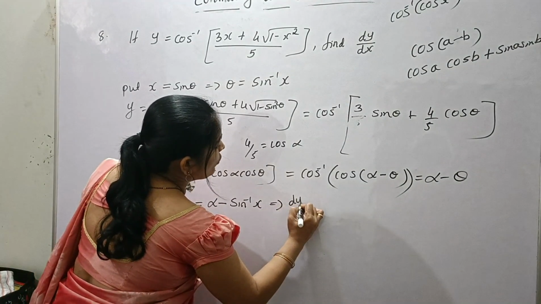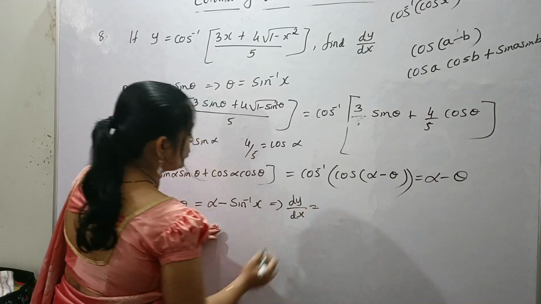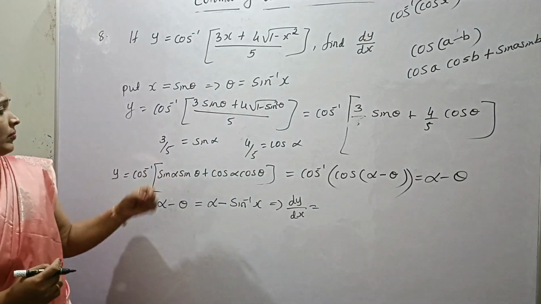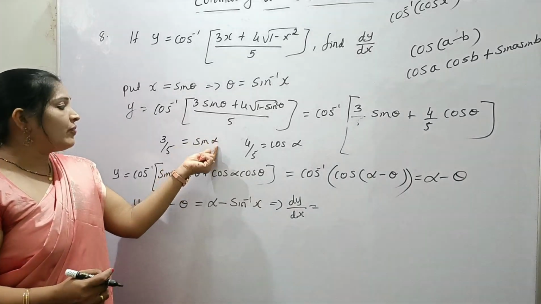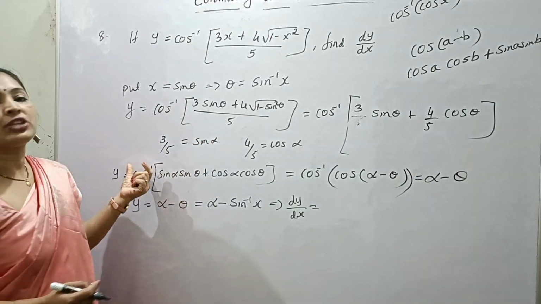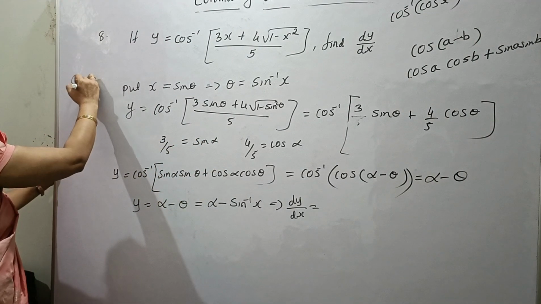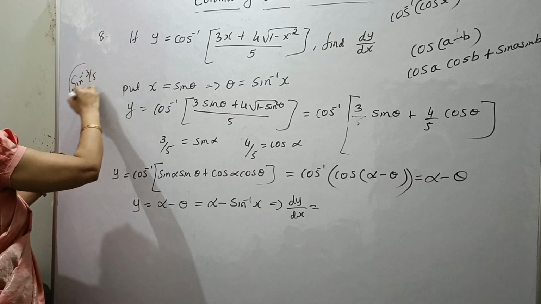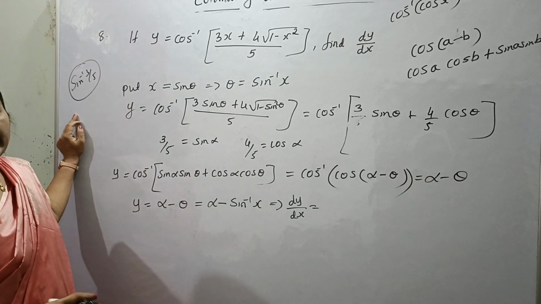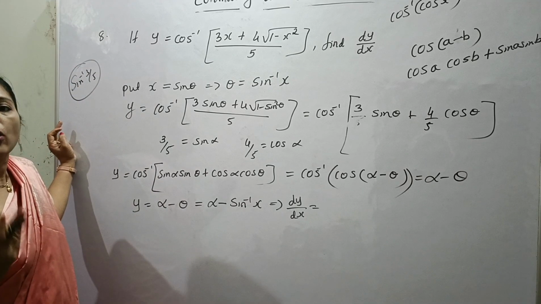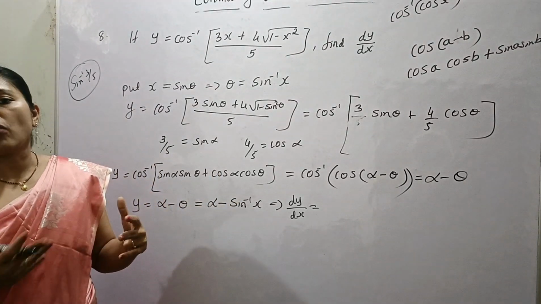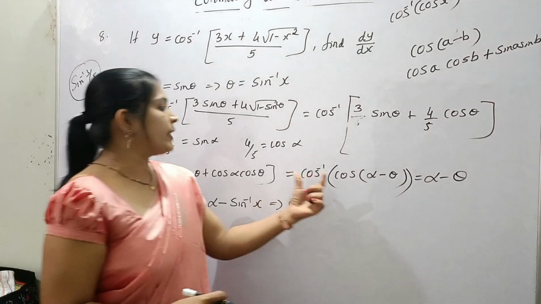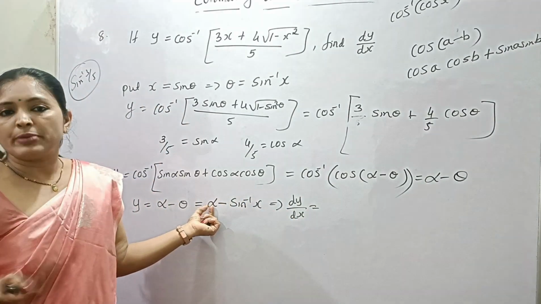That implies dy by dx is equal to, what is alpha? Here we have put 3 by 5 is equal to sine alpha. So alpha is nothing but sine inverse of 3 by 5, that is nothing but a constant. Right? So when we take a derivative of a constant, it will be 0. So therefore derivative of alpha will be 0.